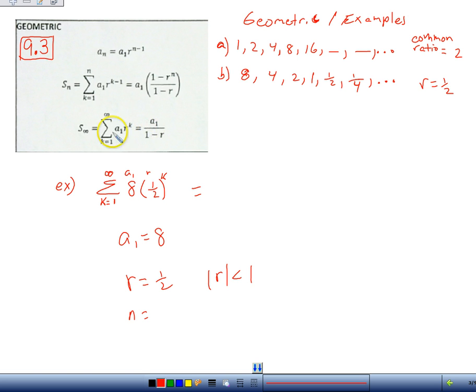Okay, so I'm going to go ahead and figure it out then. All right, this is using the infinite formula here. So I need a1, which is 8, divided by 1 minus r, or 1/2. All right, so this is 8 divided by 1 minus 1/2, which is 1/2. 1/2 goes into 8 16 times, and that's the answer.